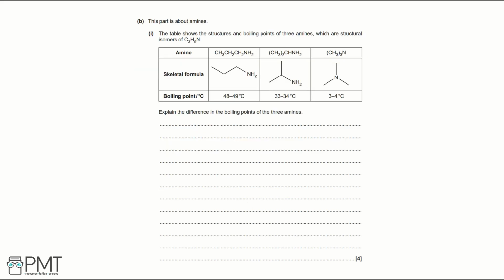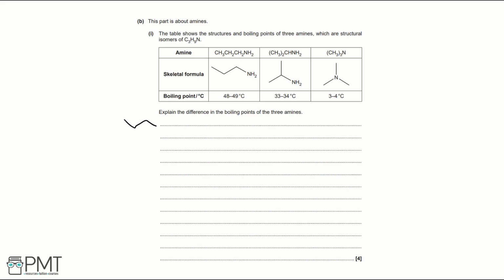Part B. This part is about amines. Part 1. The table shows the structures and boiling points of 3 amines, which are structural isomers of C3H9N. Explain the difference in the boiling points of the 3 amines.